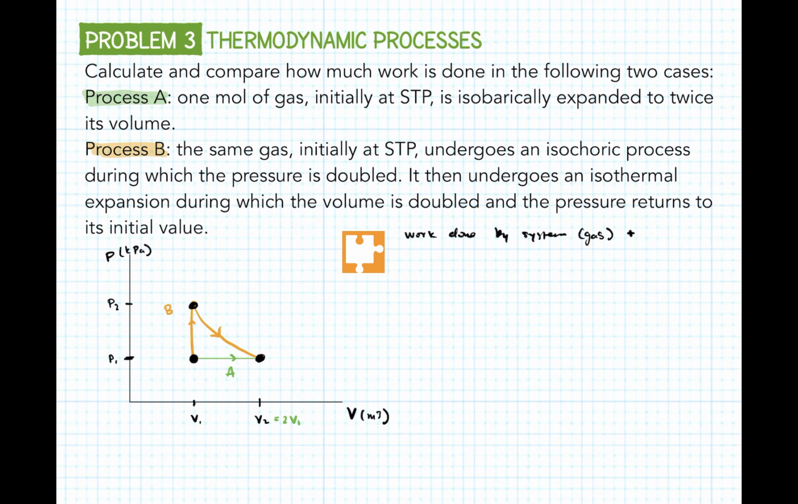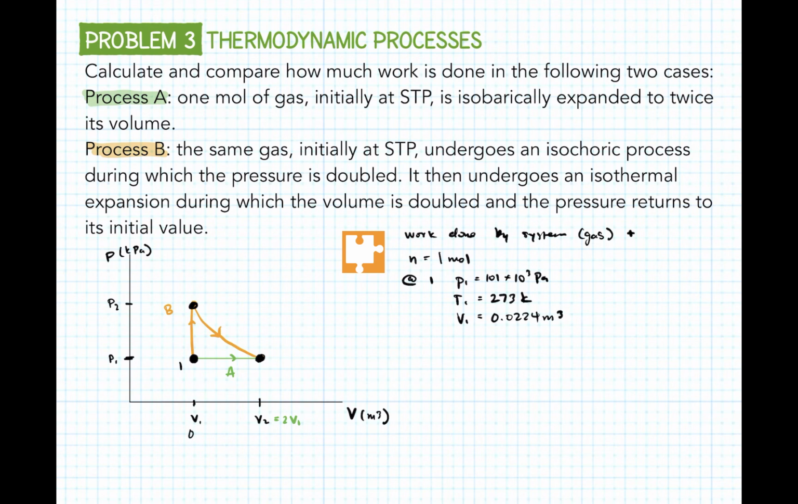So remember, we have n equals 1 mole, and at point 1 we have pressure 1, which is 101.3 times 10 to the third pascals. We have temperature 1, which is 273 Kelvin, and we have volume 1, which you can get from PV equals nRT, as in example 1 in the last chapter. That's going to be 0.0224 meters cubed.